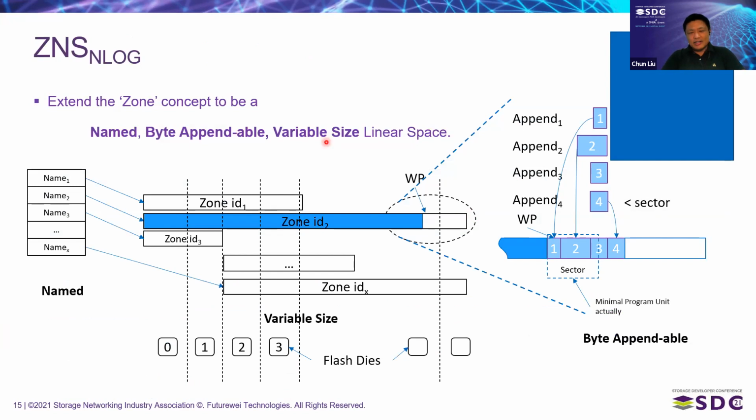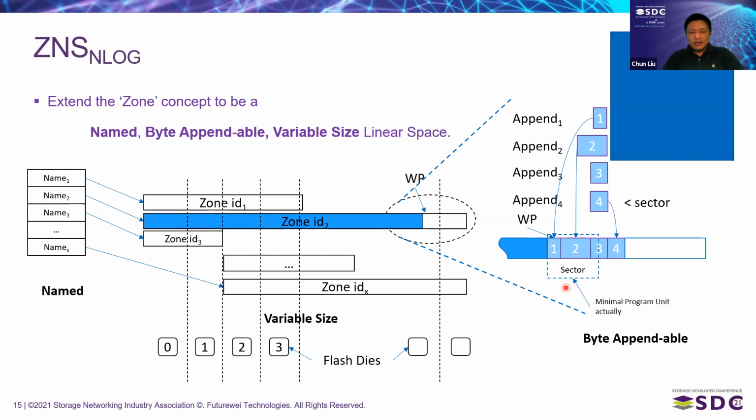Essentially, we extend the zone concept to be named, byte append-able, variable size, linear space. By named, we allow each zone to be named and map the name to a unique zone ID. Also, each zone can span a different number of flash dies. For a small size zone, like zone ID 3, we can use only 2 dies. While for a large size zone, for example, zone ID 2, we probably need to use all the flash dies.